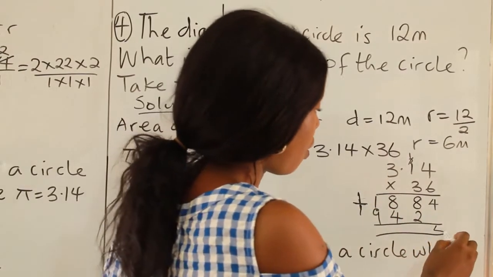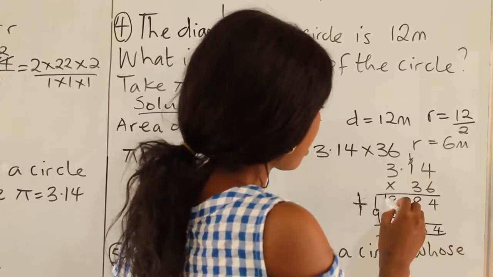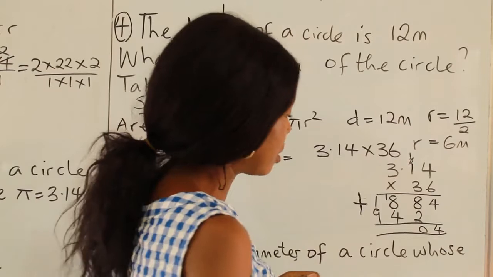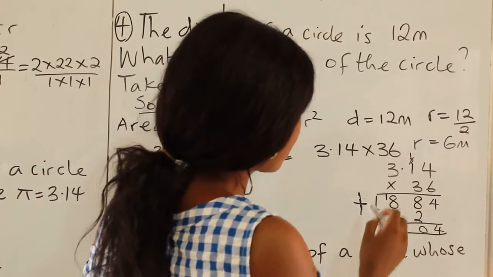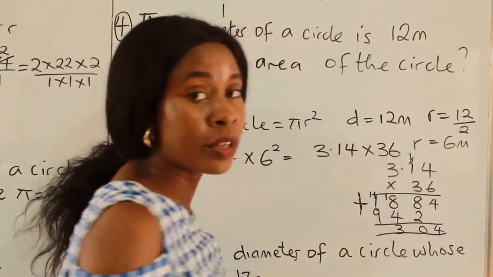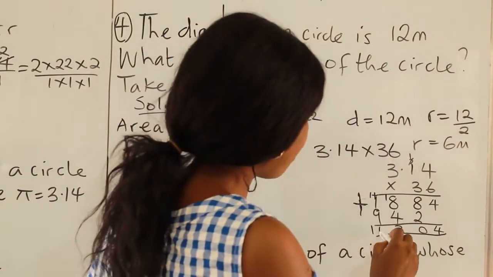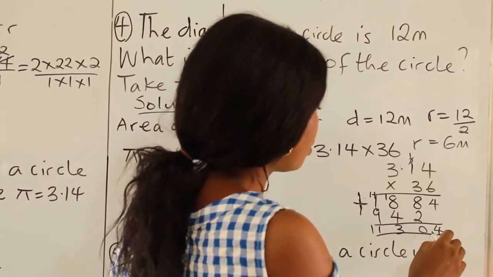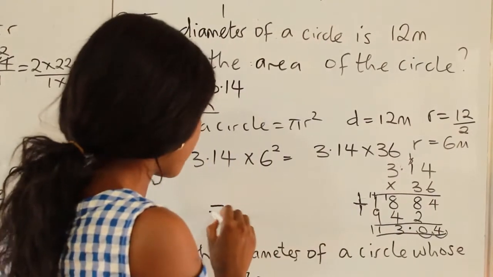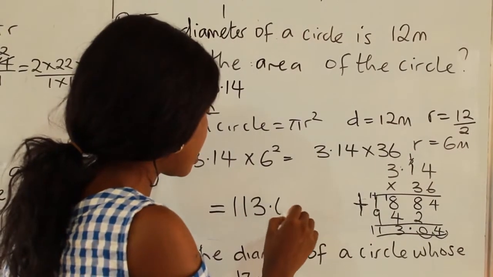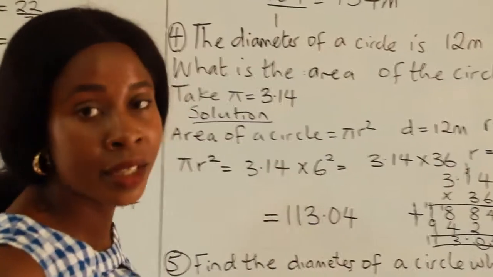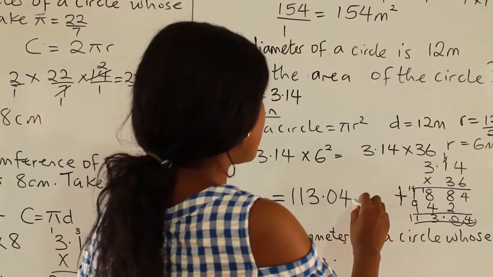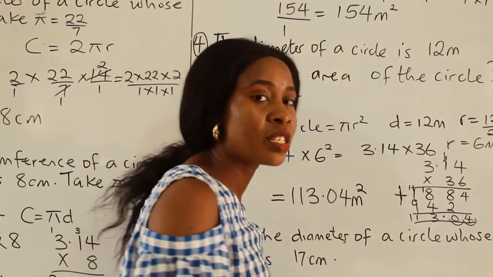I have 4, 0, carry 1. 8 plus 2 is 10. Write my 0, carry 1. 1 plus 8 is 9. 9 plus 4 is 13. I write my 3 here and carry 1. 1 plus 1 is 2, and 2 plus 9 is 11. And then I count my number of decimal places, 1, 2, and I count it here, 1, 2. So my answer is 113.04. Then we look at the unit of the diameter. The unit of the diameter is in meters, so our answer is meters squared.